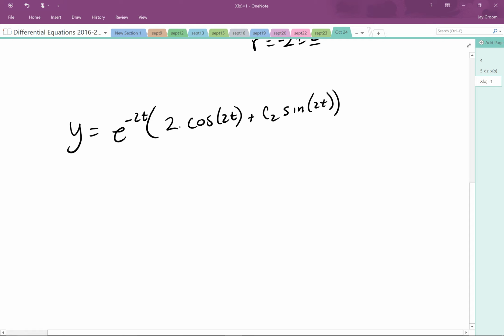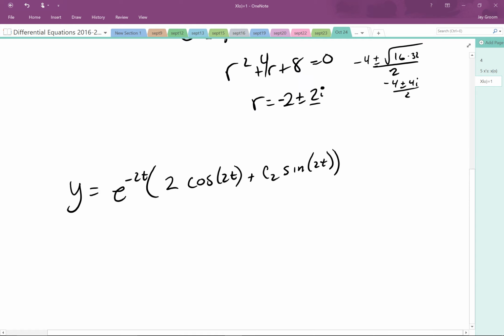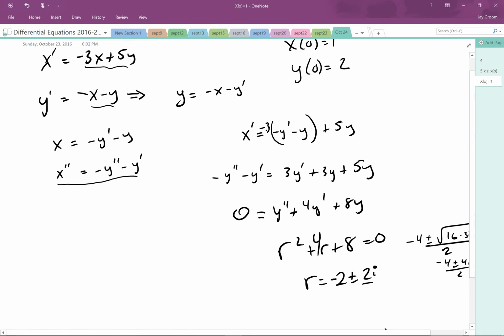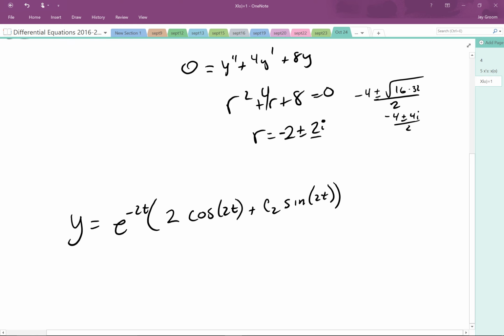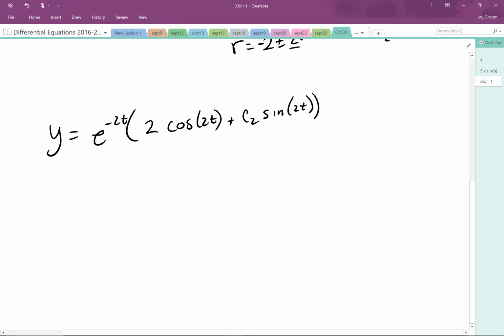Well, it actually gets better than that, because check this out. In order to find x, I come up here and I say, well, look, x is equal to negative the derivative of y, minus y. Well, here's y. Here's y. And we better find y prime. Well, that'd be negative 2e to the negative 2t times this stuff inside.